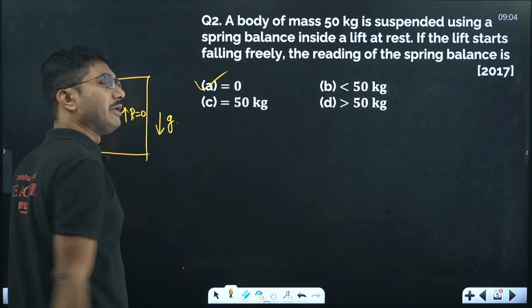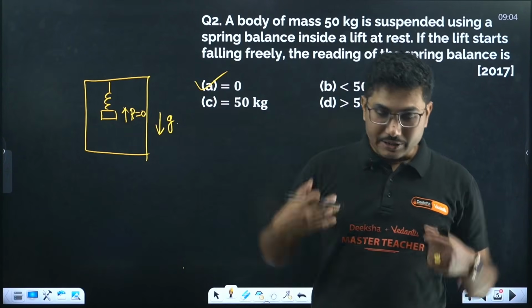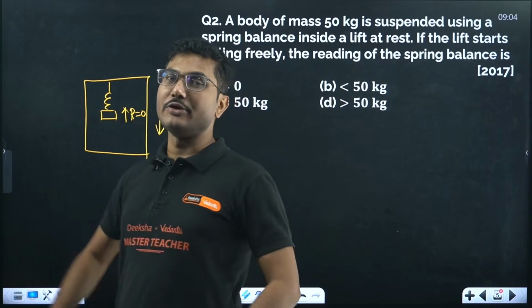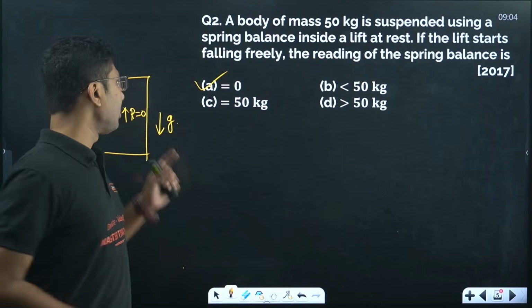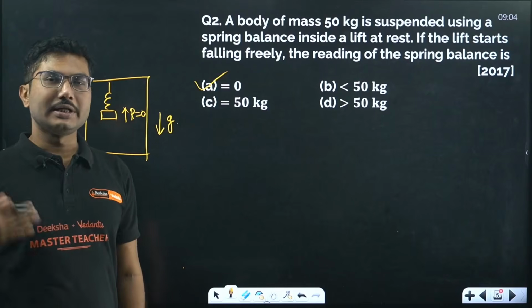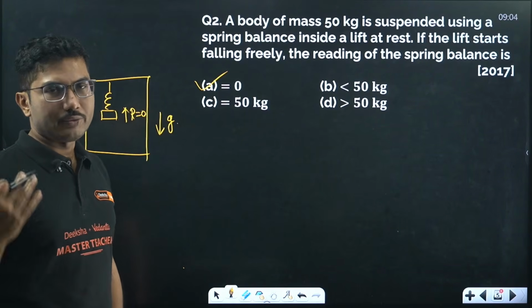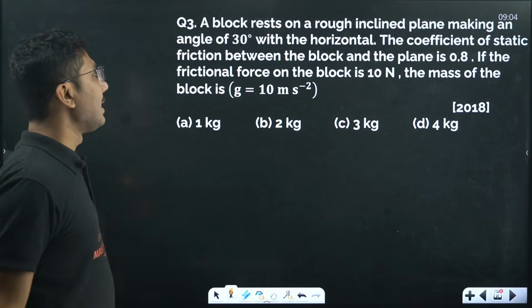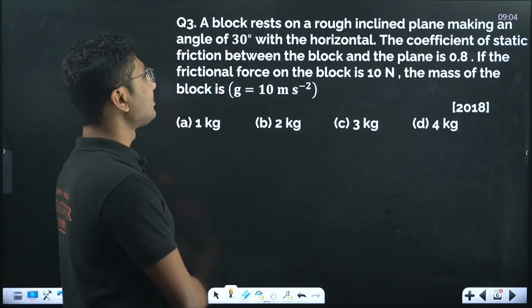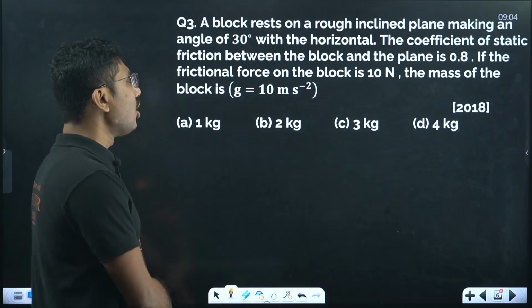The reading of the spring balance will be 0 in case of free fall. In case of free fall, if you are standing inside the lift, you will feel no weight of you because the reaction force will be 0. Okay, you can go and check the theory lecture, there I have explained. So because of free fall, the weight will be 0. It is called weightlessness.